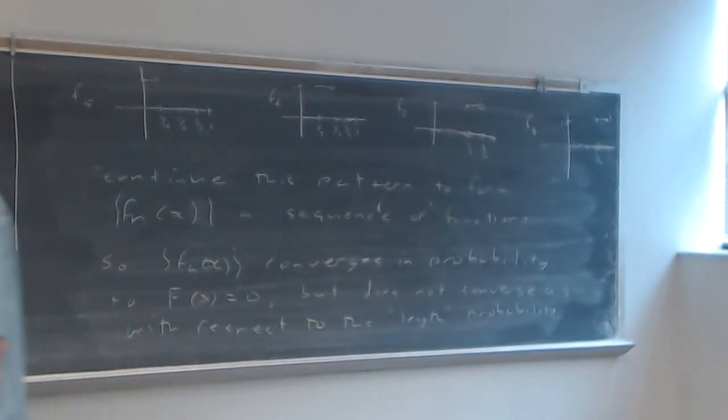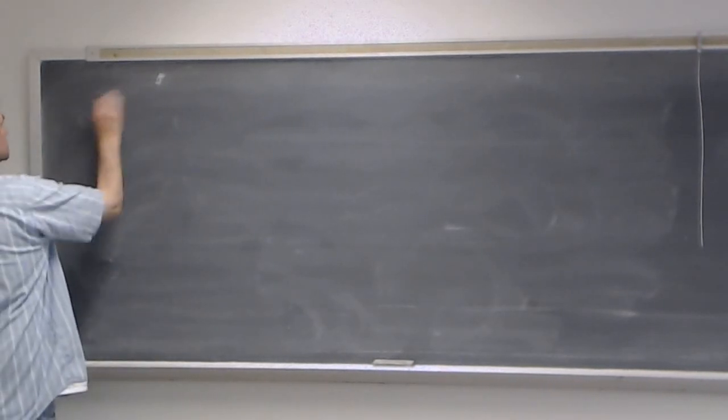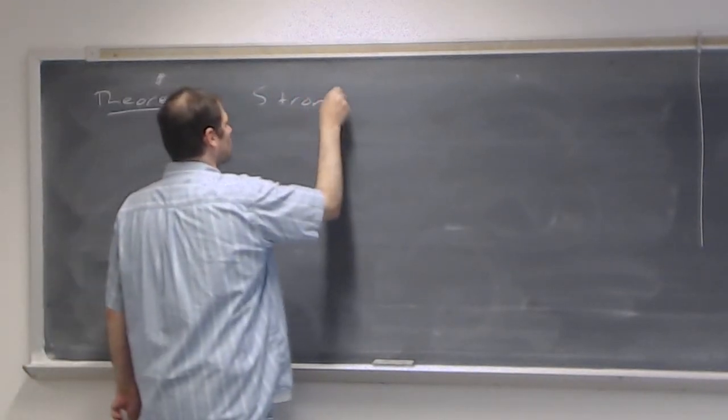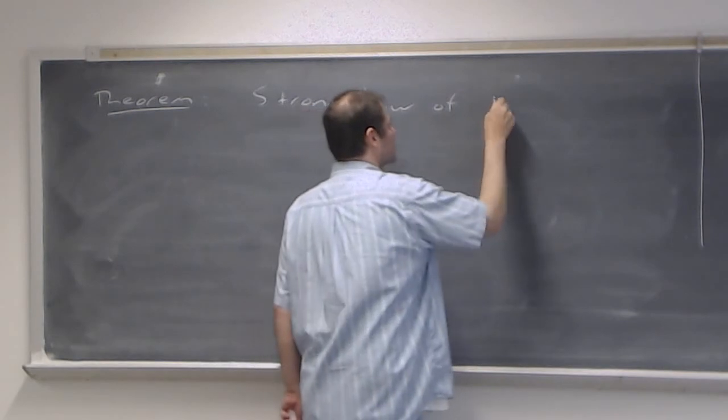So we had those 3 types of convergence. And in the weak law of large numbers, we had convergence in probability. Well, there's something called the strong law of large numbers, and it has to do with convergence almost surely. So here's what it says. Here's the theorem: the strong law of large numbers.